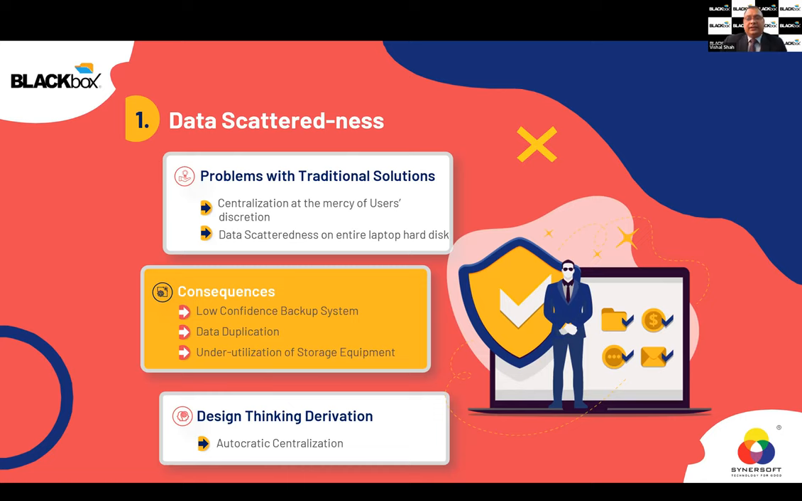When we want to centralize the data, scatteredness of the data leads to data duplication, leads to low confidence backup. If your data is scattered on 25 different computers, you cannot manage to take backup of 25 computers. So low confidence backup is also a consequence of data scatteredness. Also, organizations invest in storage equipment. And if users do not store their data on the storage equipment, then the investment in the storage equipment is also underutilized. Traditionally, we put a file server or a NAS device so that users save the data on that central storage location, and then they can collaborate.